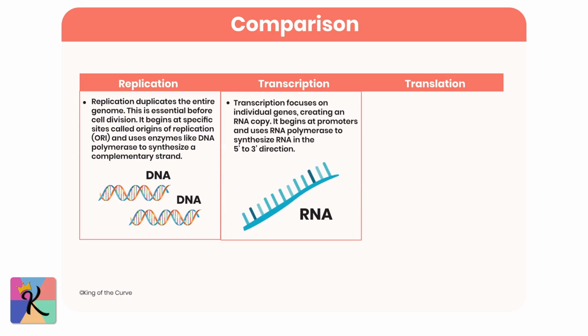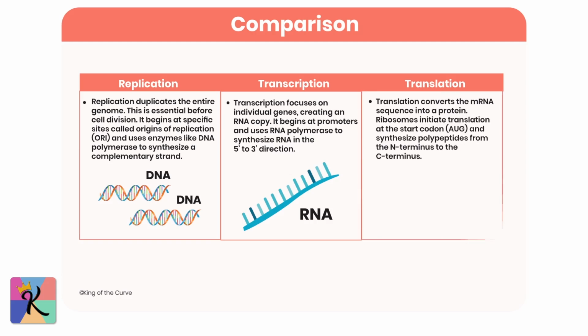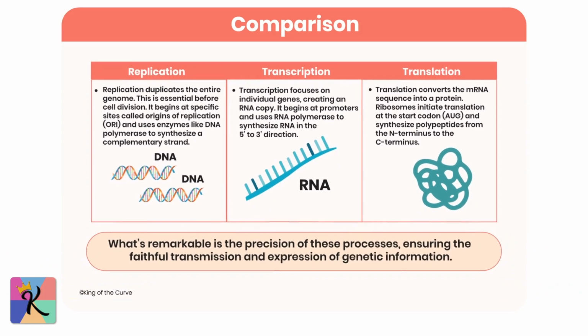It begins at promoters and uses RNA polymerase to synthesize RNA in the 5' to 3' direction. Translation converts the mRNA sequence into a protein. Ribosomes initiate translation at the start codon, AUG, and synthesize polypeptides from the N-terminus to the C-terminus. What's remarkable is the precision of these processes, ensuring the faithful transmission and expression of genetic information.